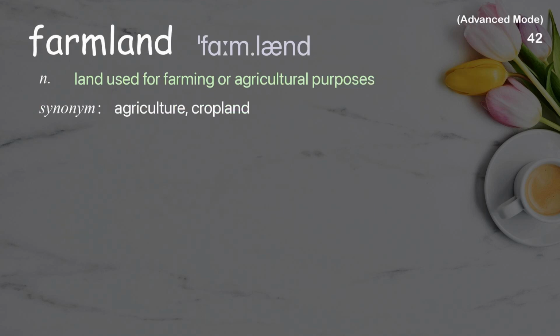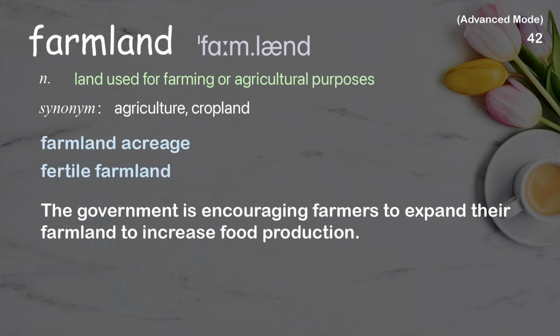Farmland. Land used for farming or agricultural purposes. Examples: Farmland acreage, fertile farmland. The government is encouraging farmers to expand their farmland to increase food production.